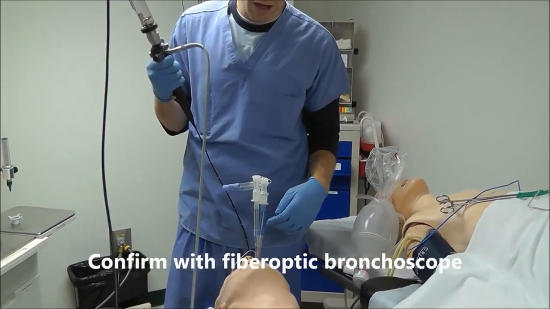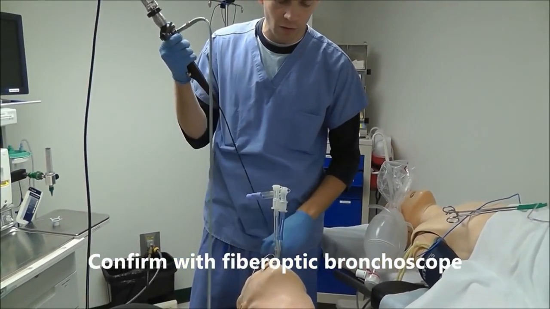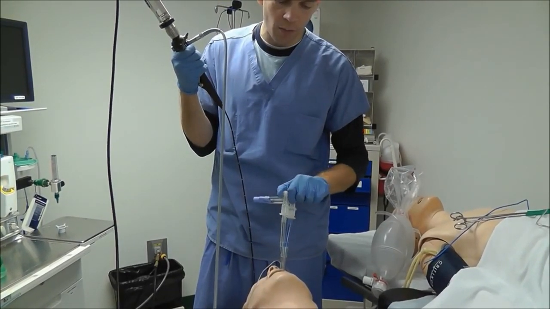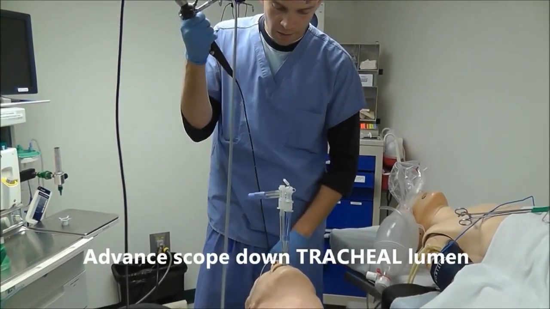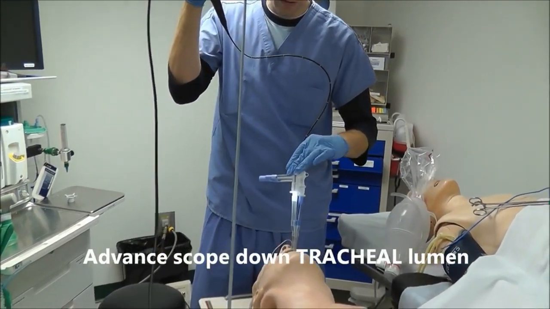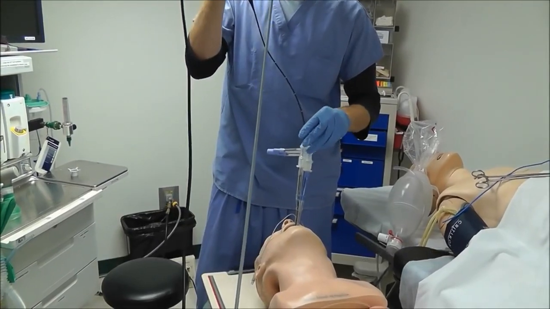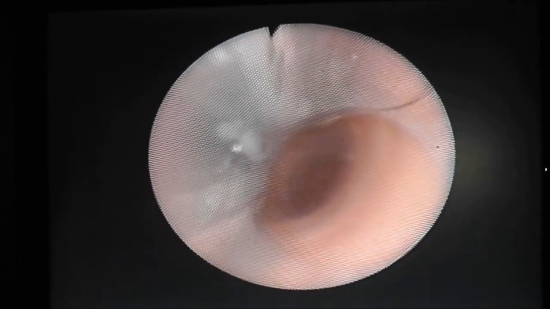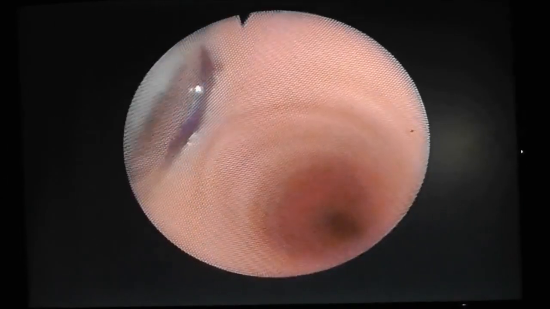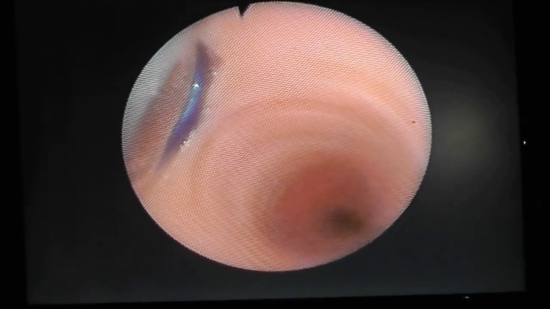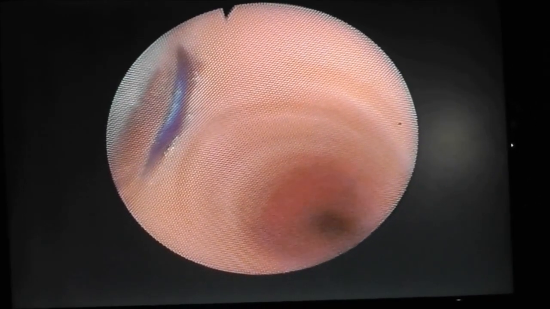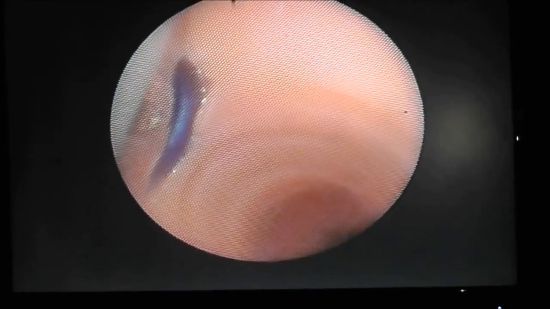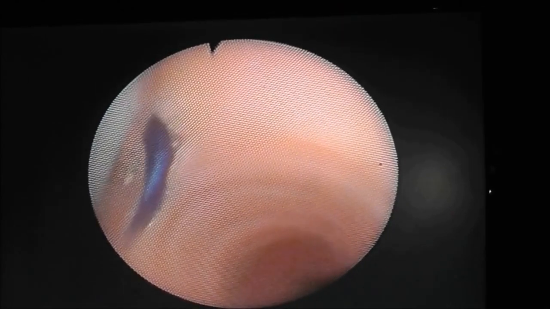The second way to verify correct placement of the double lumen tube is to use a fiber optic bronchoscope. The best way is to open this cap to the tracheal lumen and insert the scope down into the tracheal lumen and look at the level of the carina. As we advance the scope, we eventually come to the carina. We can see that the right main stem is open, and you can see that blue cuff occluding the left main stem. That is perfect placement of a left double lumen tube.